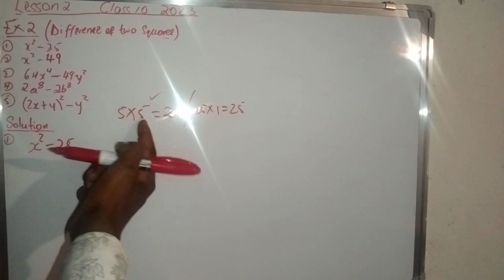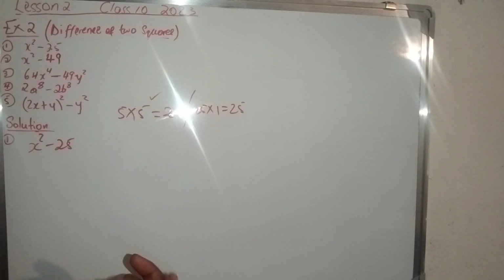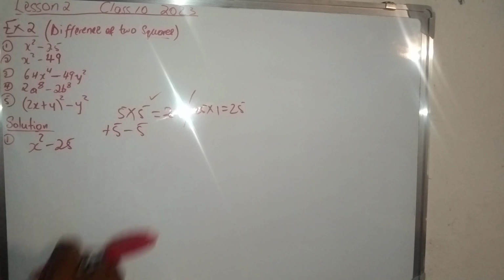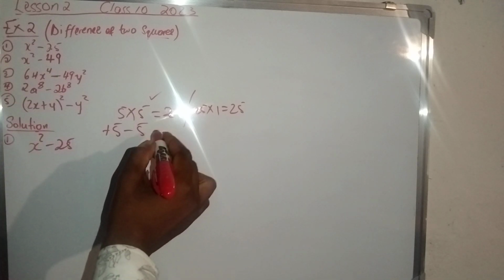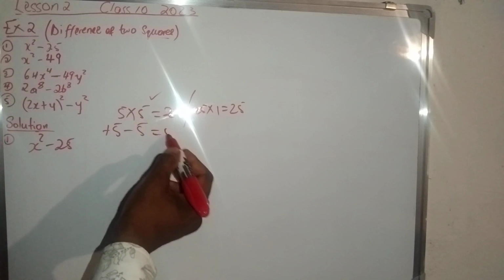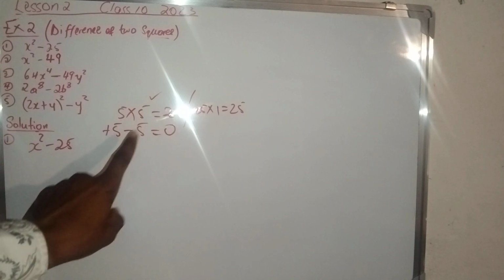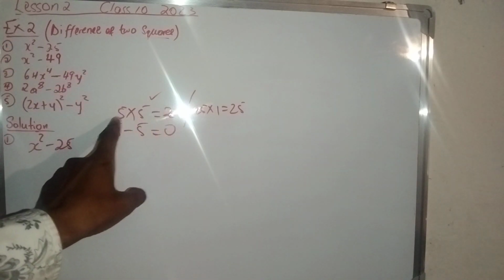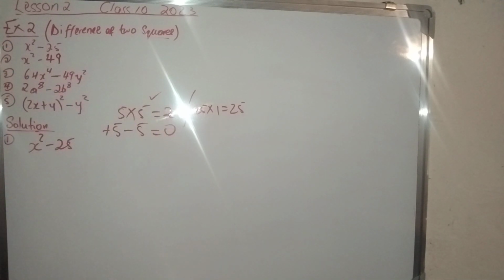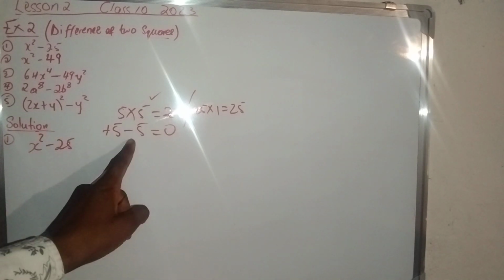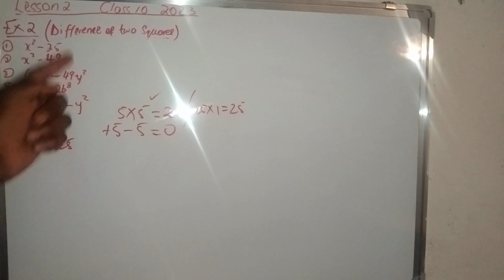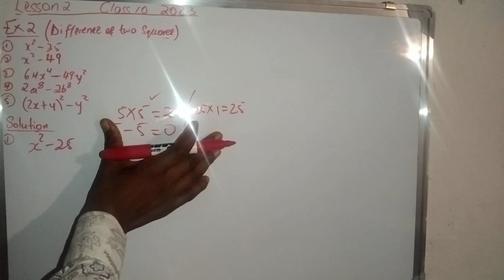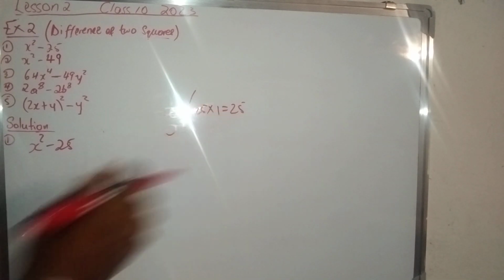Then let's try to subtract them together, and they must give us 0. Let's check that. We're going to use positive 5 minus 5. Remember, the other one is positive. Then 5 minus 5 is going to give us 0. So this is the meaning of the difference of two squares. You take the two factors which are the same, and when you subtract them together, they must give you 0. Simple as that.